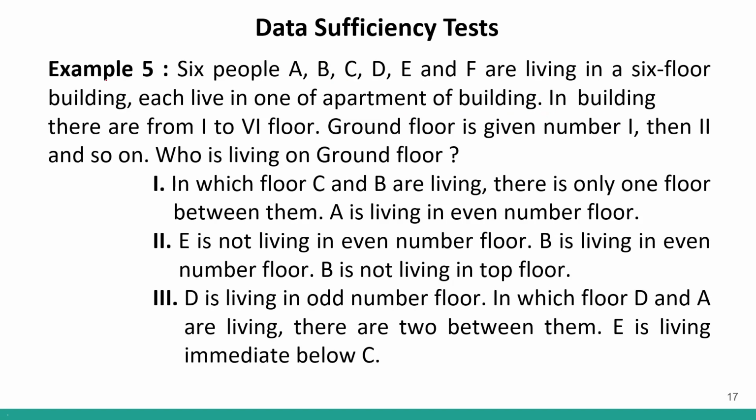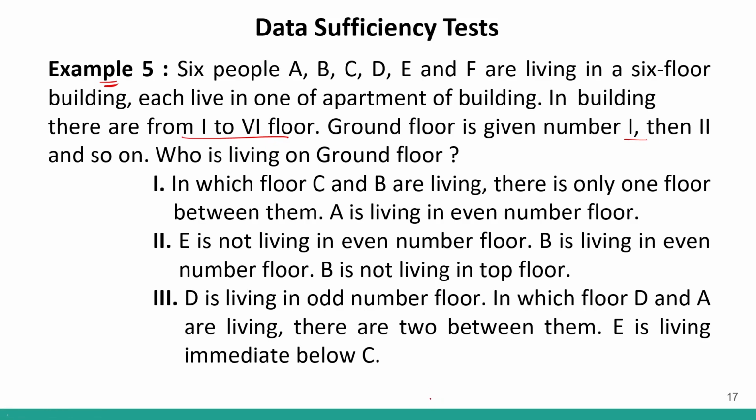Moving on to example number 5. Example number 5 says that there are 6 people. They are living in a 6-floored building and each of them lives in one apartment of the building. The building is from the 1st to the 6th floor. Ground floor is 1 and then 2 and so on. So we have 6 floors.